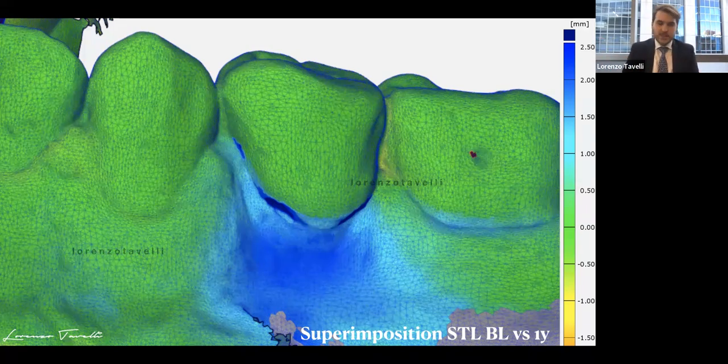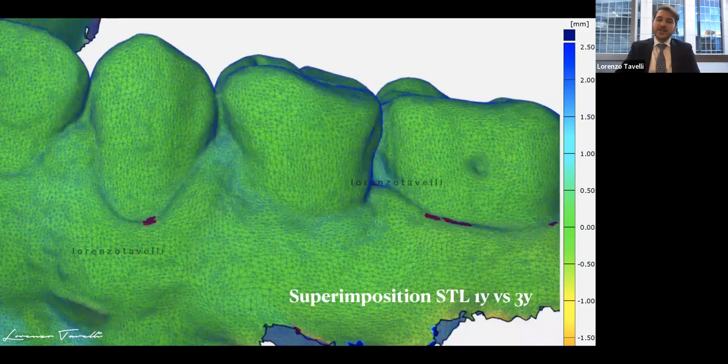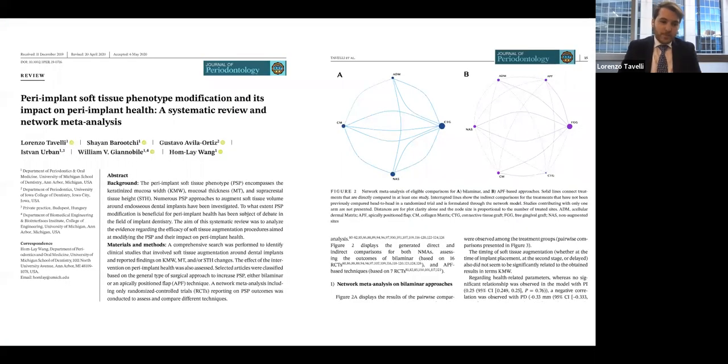So from baseline to 1 year, we gain, I would say, substantial volume. But very interesting, when I do 1 year versus 3 years, everything stayed the same, meaning that I didn't have any changes. Soft tissue remained the same in terms of thickness and in terms of level. Now, I hope that at this point I convince you that we need to have a certain band of keratinized mucosa and a certain amount of mucosal thickness around dental implants.